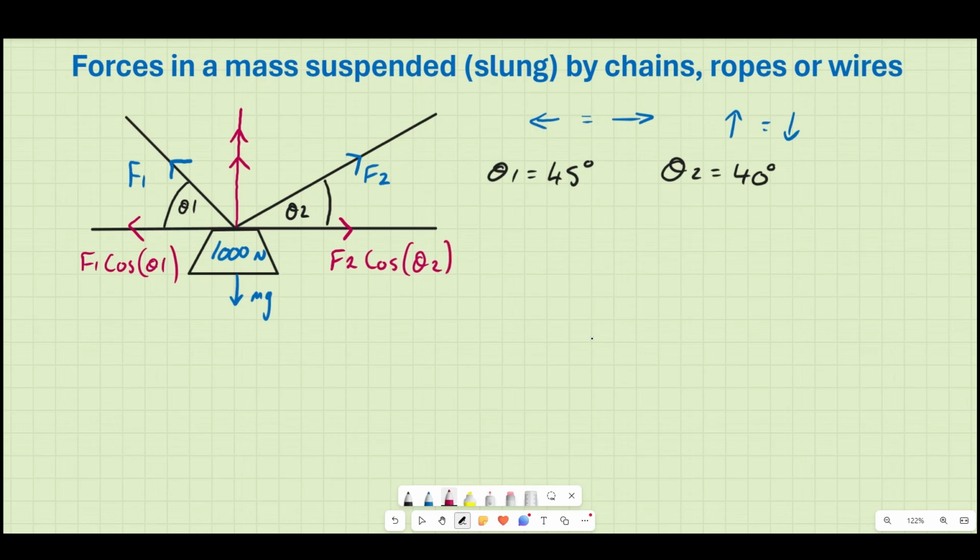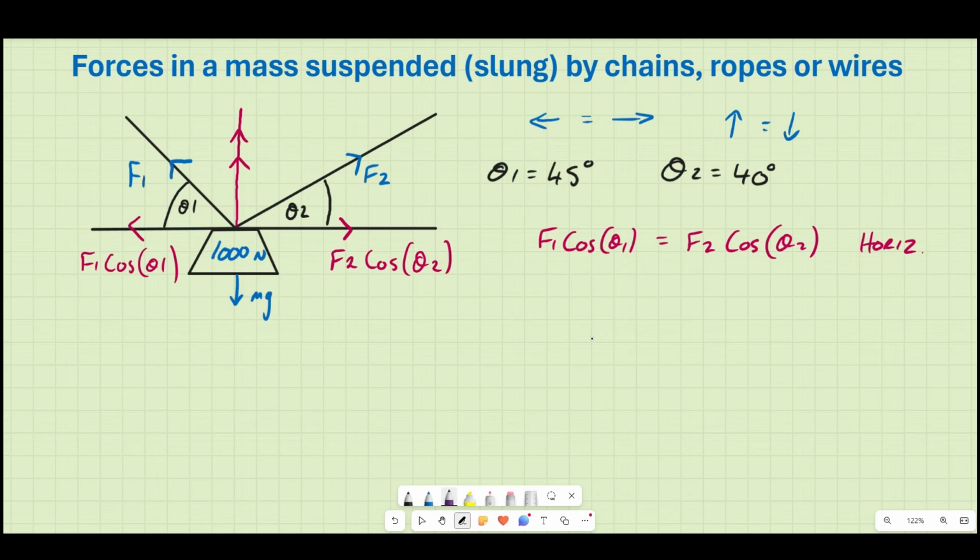Now, because there's no resultant left or right movement of this system, we can say in the horizontal plane that F1 times the cosine of angle 1 must be equal to F2 times the cosine of angle 2. So that sorts out the horizontal forces. We've got an equation for those.